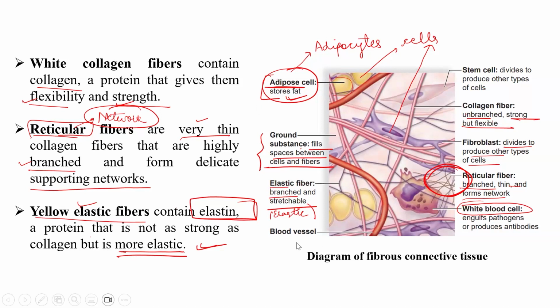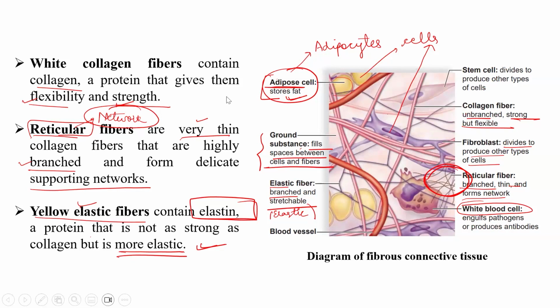So these are the different components: the specialized cells, for example, the adipose cell or fibroblast cells; the ground substance that fills the spaces between the protein fibers and the cells; and the different types of protein fibers, like white collagen fiber, which provides strength or support. Then we have reticular fiber, which acts as a network and provides support. And yellow elastic fiber, which provides elasticity.